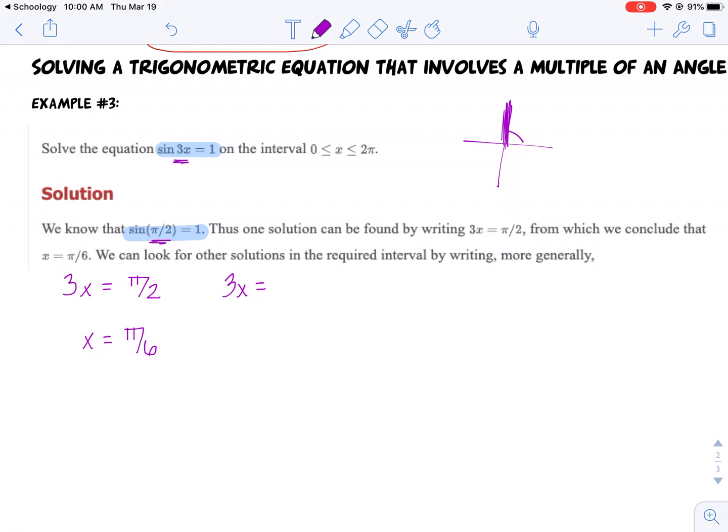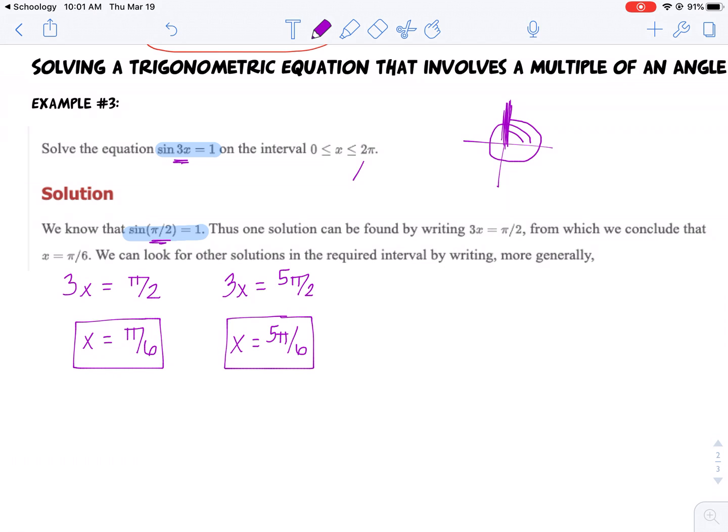So 1 rotation is pi over 2. Let's go around again. That would make it 5 pi over 2. In this case, divide by 3, divide by 3. x would equal 5 pi over 6. So far these are my answers. Now I need to go all the way to 2 pi so I can keep going. My x's have to get all the way to 2 pi.